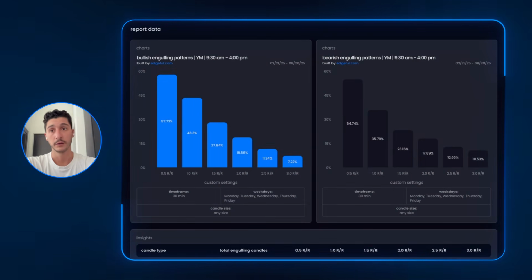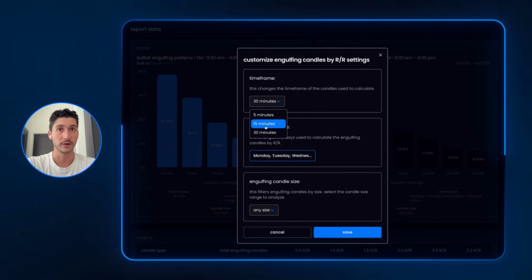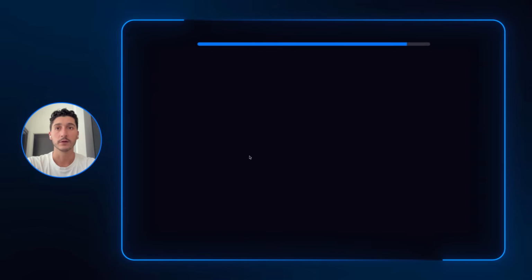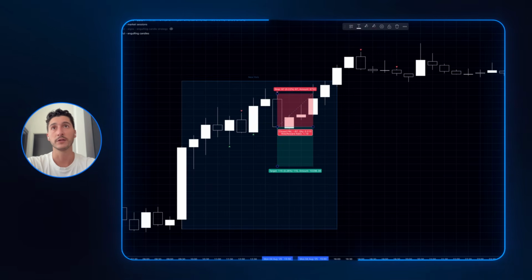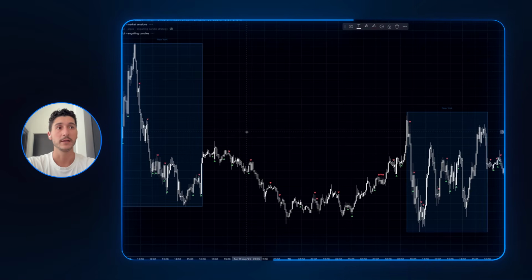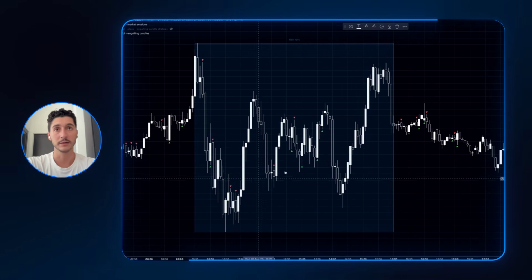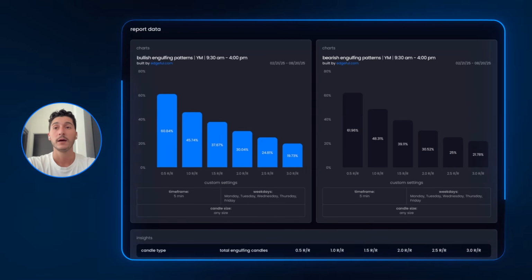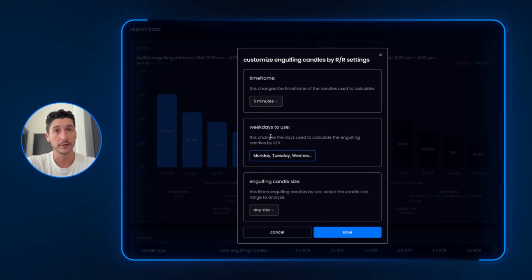So you can customize this to be a 5-minute, 15-minute, or 30-minute. If you go to the 5-minute here, you click save, and you just need to make sure that you're on the 5-minute chart, and then the indicator will automatically update to show you each of these different RRs. You can see it's actually a little bit higher on the 5-minute time frame. There's no really right way to do it. You can filter by any candle size.